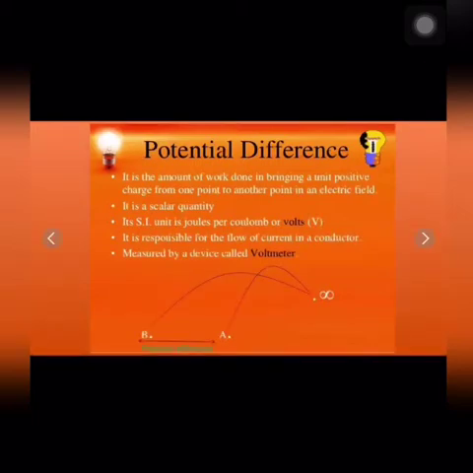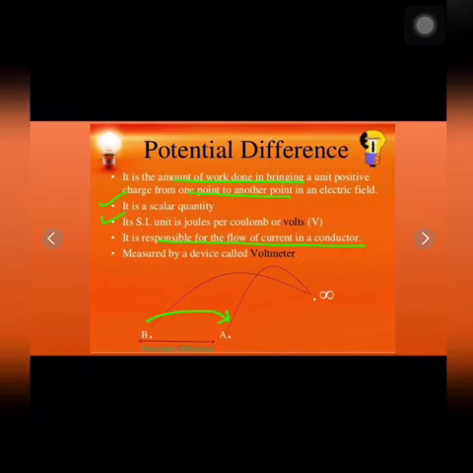Potential difference. Potential difference is the amount of work done in bringing a unit positive charge from one point to another. If we bring the test charge from one point to another, the difference in the potentials at the two points is called potential difference. It is also a scalar quantity and its SI unit is also the same, joules per coulomb or volts. It is responsible for the flow of current in a conductor.